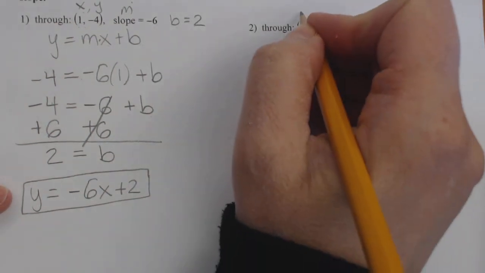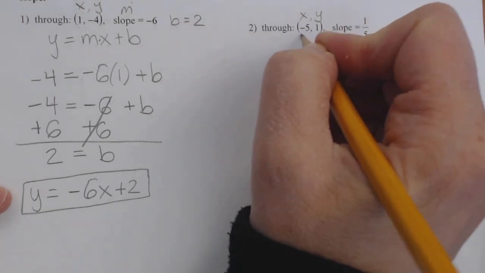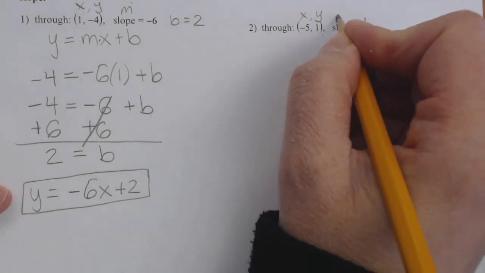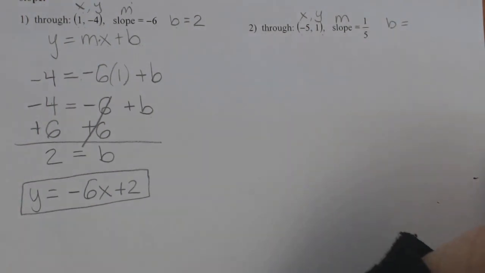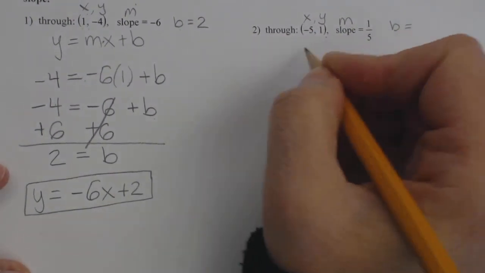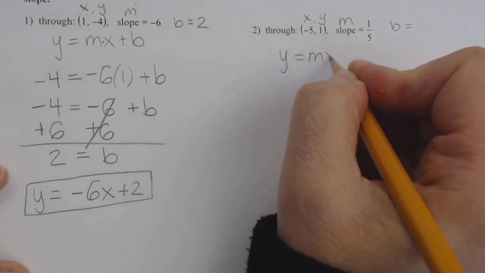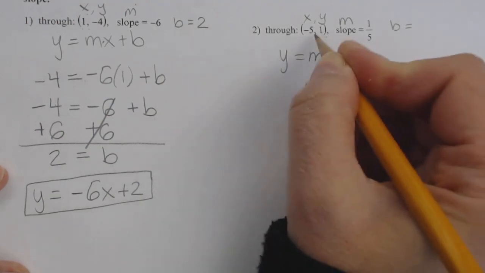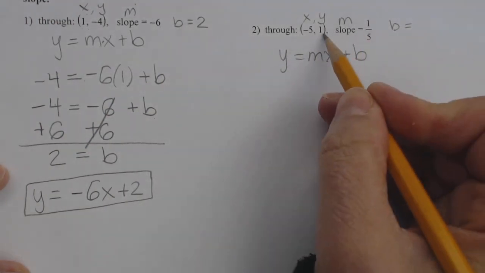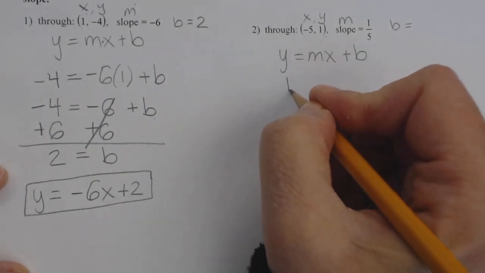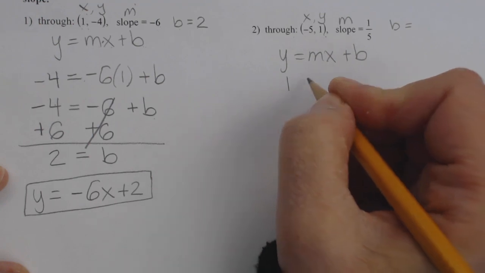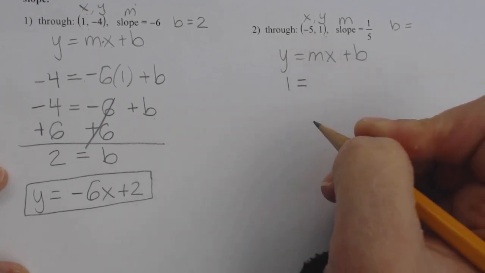Number 2, through the point x, y, -5, 1, given the slope m. They did not give us our y-intercept, which is our b, so we're going to have to find it. We find it through the manipulation of this formula with the numbers that they give us. Our y value is 1. I'm going to put that in for y. Notice I'm just putting it right underneath where that y value is, bringing down my equal sign.